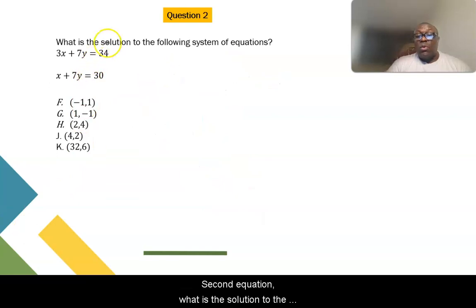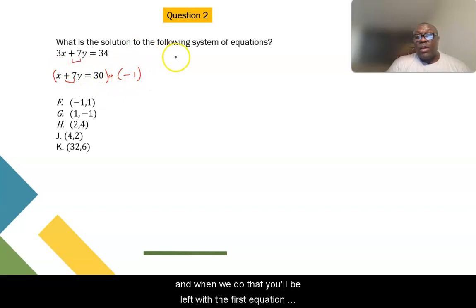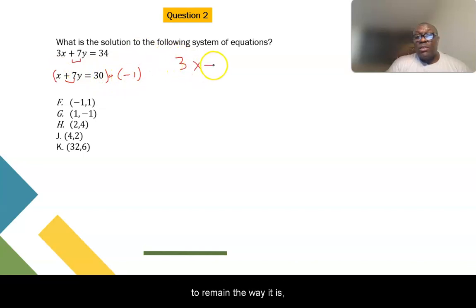Second question, what is the solution to the following system of equations? When you're given that, it's also very simple. You have 3x plus 7y equals 34 and x plus 7y equals 30. This one is very easy because you can see the coefficient of y here is 7, and the coefficient of y here is 7. Since we want to make those coefficients opposites of each other, we can simply multiply the second equation by negative 1.